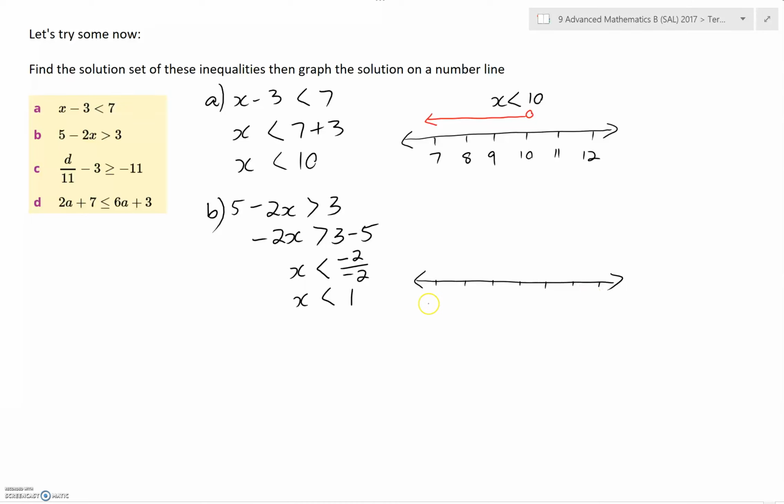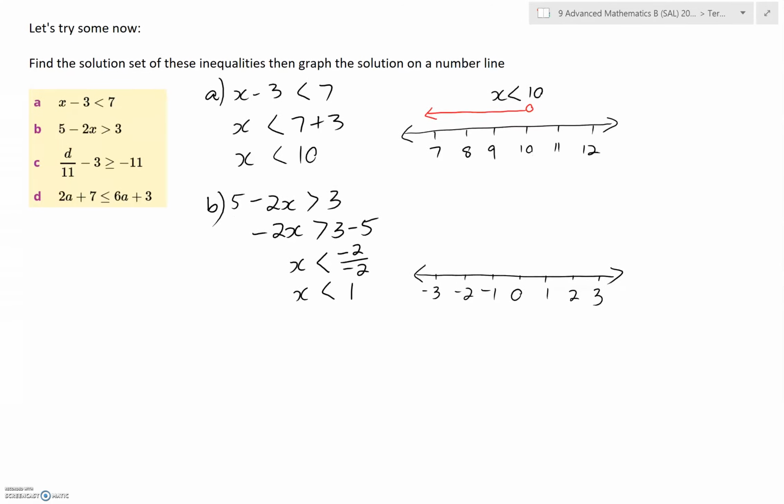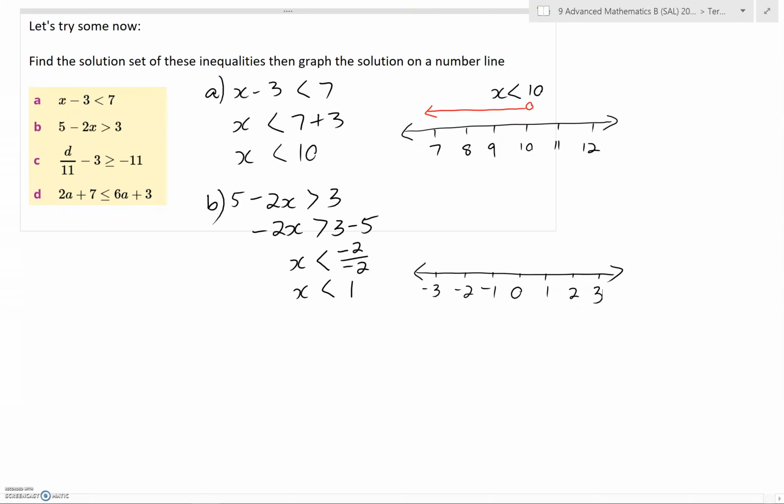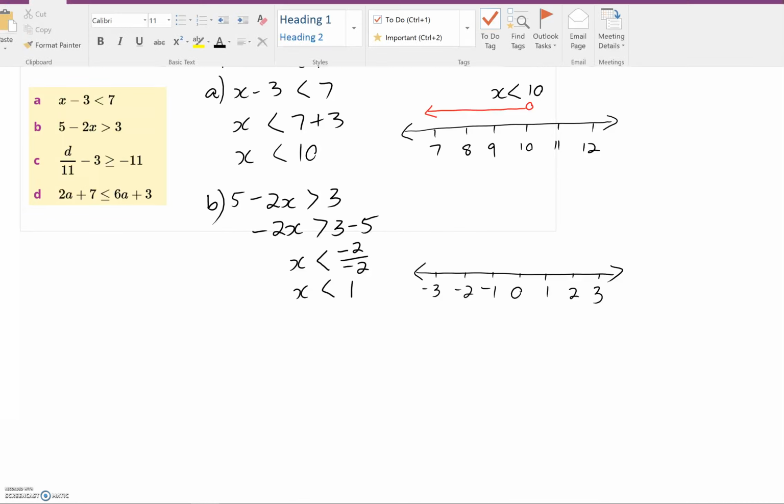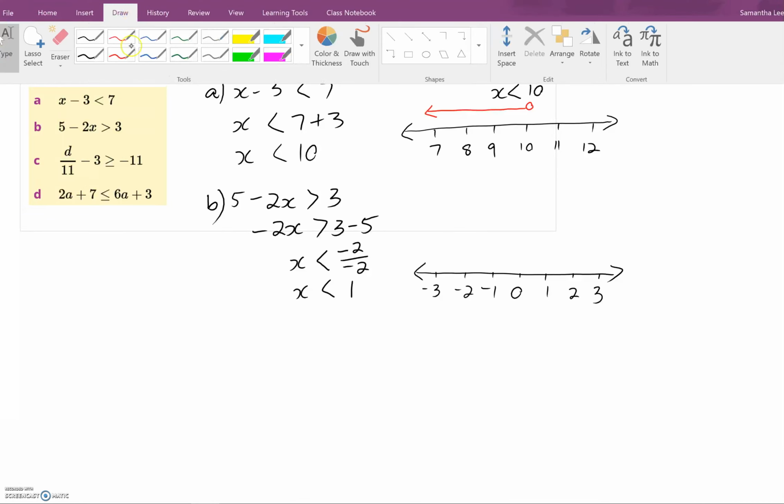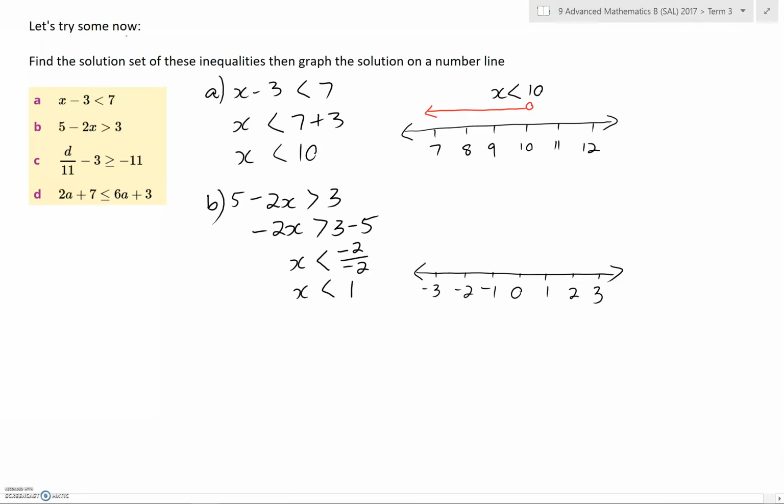Let's plot this on a number line. So again, what you put here is up to you. I'm just going to put what fits and includes the values that I am after. Now, x is less than 1. So again, I want an open circle and I want all the values that way.